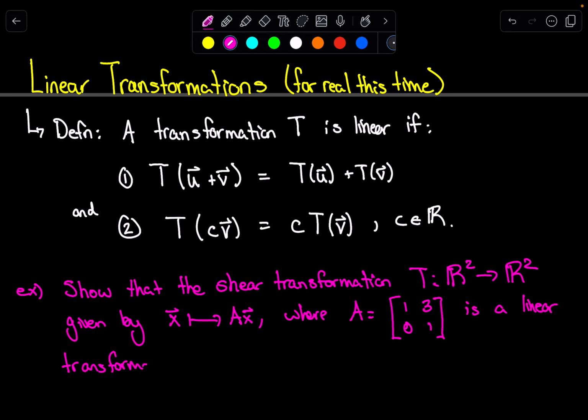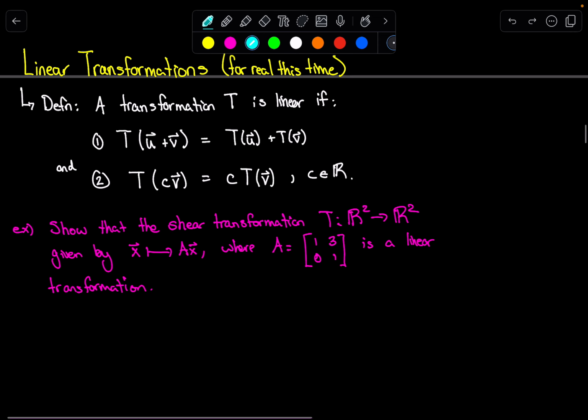So what makes this a shear transformation? This word shear, it's a special kind of transformation in and of itself. We're going to go through that through this example, but I want to walk through how we would go about testing this. So we basically need to verify that both of these conditions are satisfied, and then we're good to go. So, we need to check two things. We need to check both conditions.